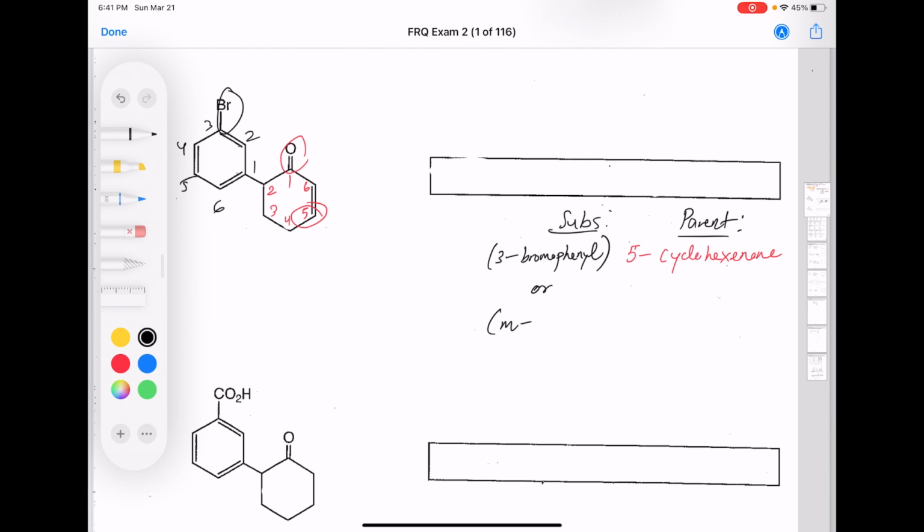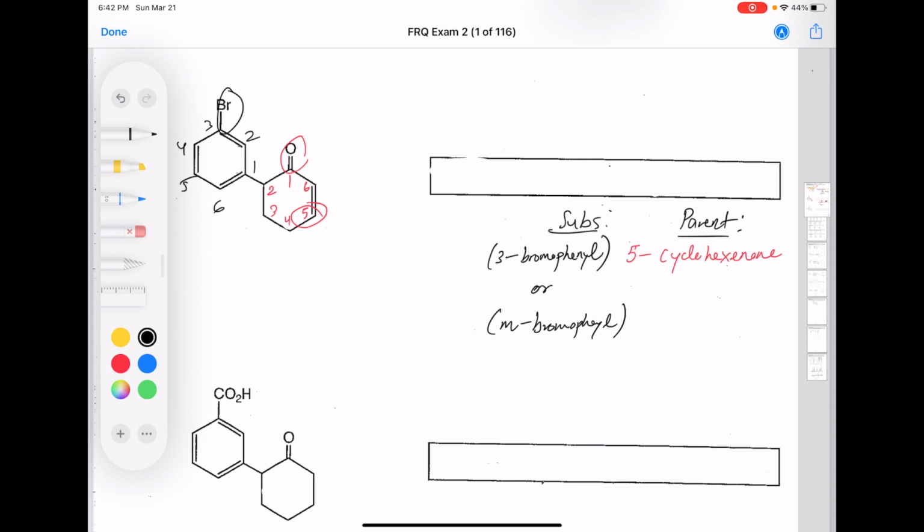It's separated by a carbon from the parent chain, or from the substituent on carbon 1, right? So this substituent at carbon 3 is 1 carbon away from the substituent on carbon 1, which is actually the parent chain. So we can use the meta description as well.